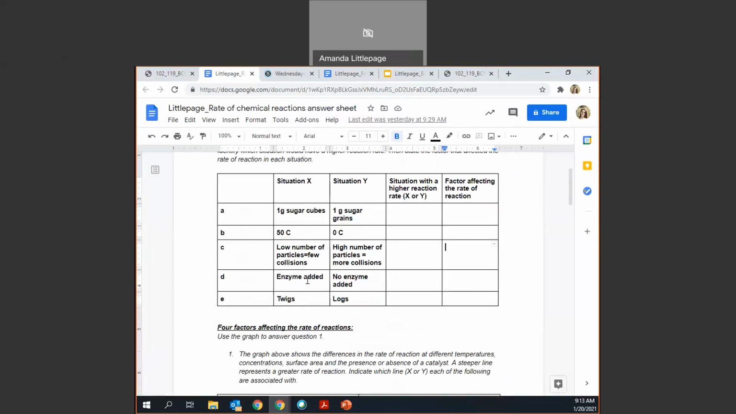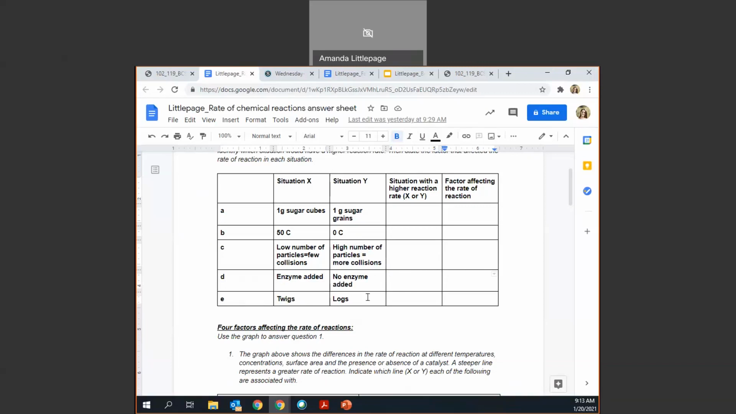Now let's look at scenario D, and I'm just going to show the Google Docs for right now. Situation X, enzyme. Situation Y, no enzyme. Well, which one is going to happen first? Situation X. So situation X will go here, and that is because of what we call a catalyst. So catalyst would go in this blank here.